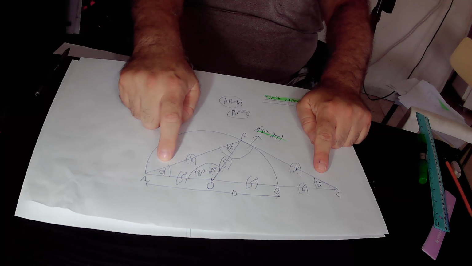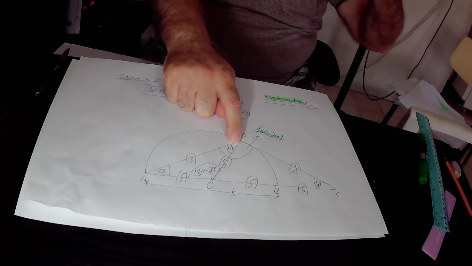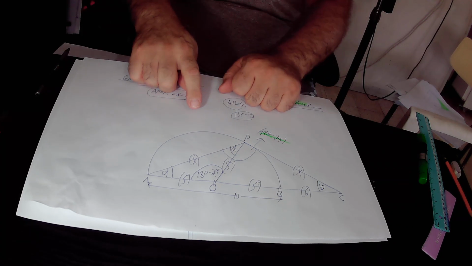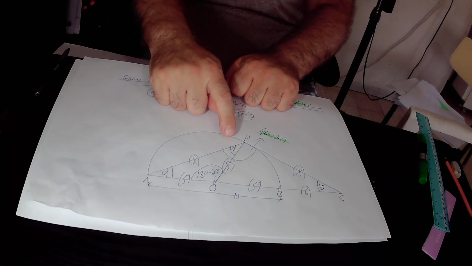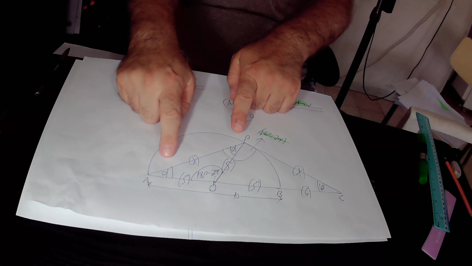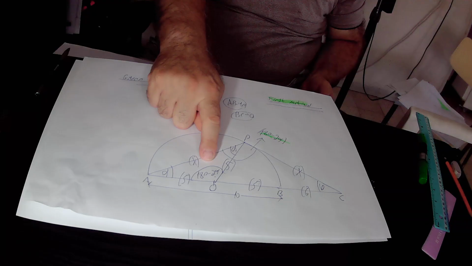Alpha plus alpha is 2 alpha, therefore this remaining angle must be equal to 180 degrees minus 2 alpha, according to the rule that the sum of the angles in any triangle is equal to 180 degrees. Likewise, in the small isosceles triangle POA, those two angles are equal to alpha. So alpha plus alpha is 2 alpha, therefore this remaining angle must be equal to 180 degrees minus 2 alpha according to the same rule.